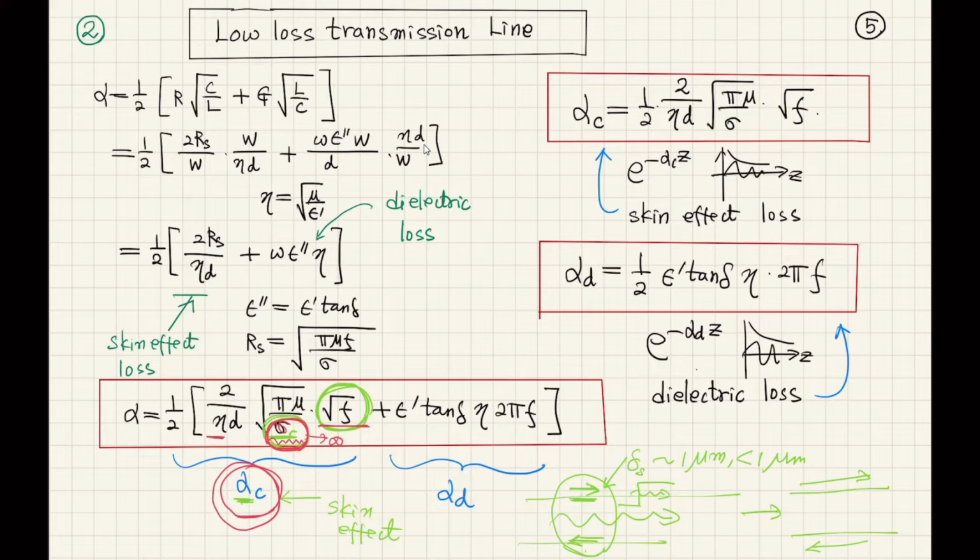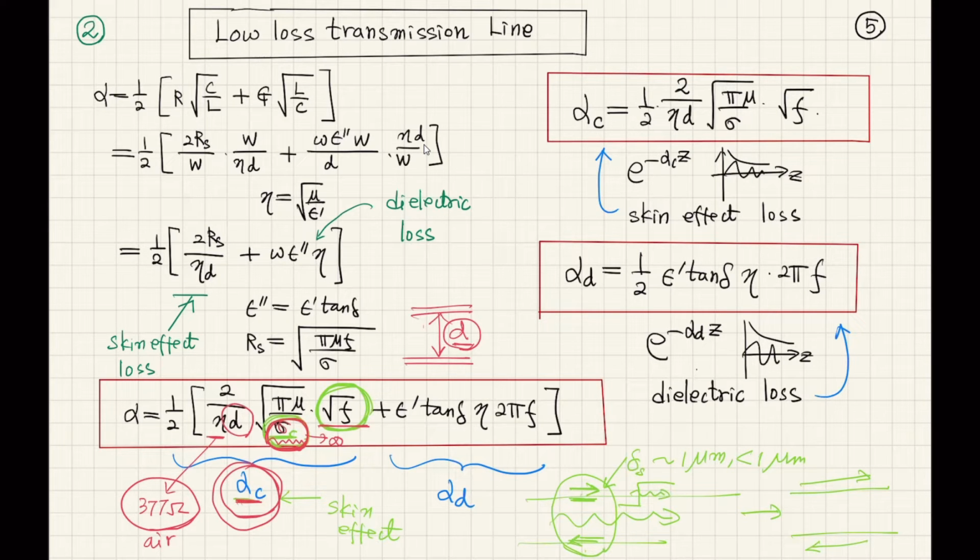This tau is the wave impedance, 377 ohm. That is the air property. This is a constant, so you cannot control that. Here is D, the thickness of your dielectric material in the transmission line. So it means that if you have higher D, a thicker transmission line, you're gonna have smaller conductor loss.